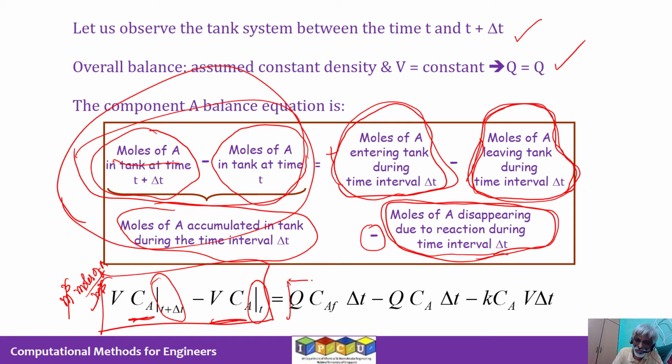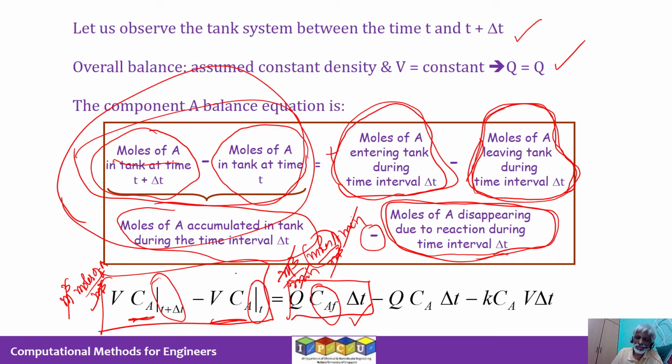So if you look at this, basically it is Q times CAF times delta t. CAF is used because the concentration of A in the inlet stream is denoted by the symbol CAF. Q is the volumetric flow rate in meter cube per minute, CAF is going to be in moles of A per meter cube, and delta t is going to be in minutes. So meter cube cancels with meter cube, minutes with minutes, leaving you with moles of A, which is fantastic because the left hand side has dimensions of moles of A.